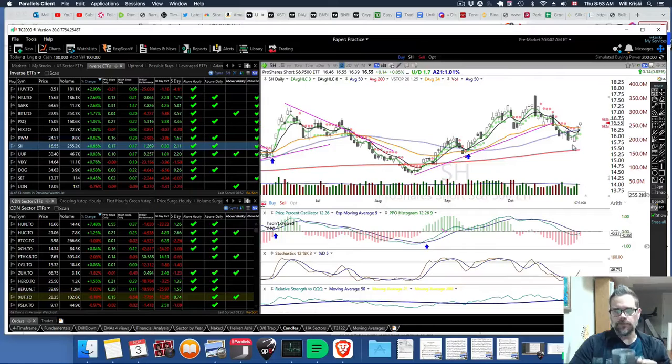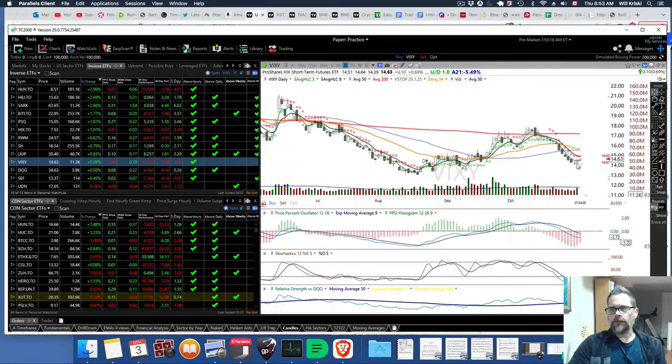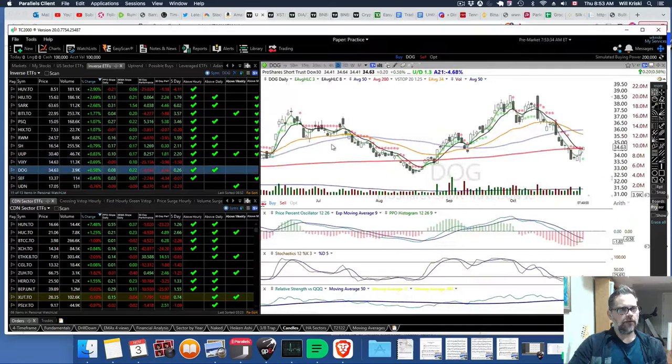SH is the opposite of the S&P 500. Some people buy VIXI as a hedge, but if you want to get out early, you're starting to see, and you could put a stop down there, but you're starting to curl back up, but there's no green volatility stop, you're not above the 8 EMA. But that's another one that kind of goes along with this stuff. And you can see the Dow is up in the green volatility stop.